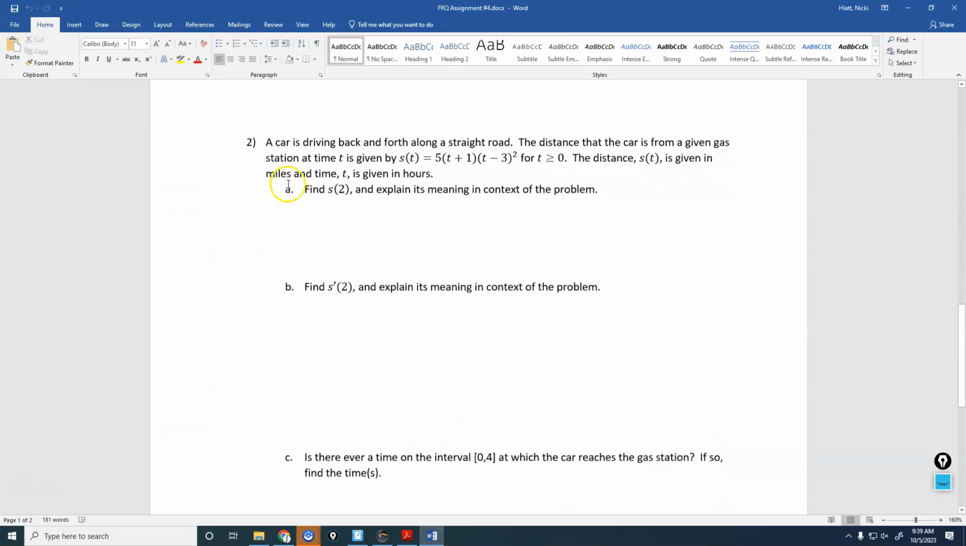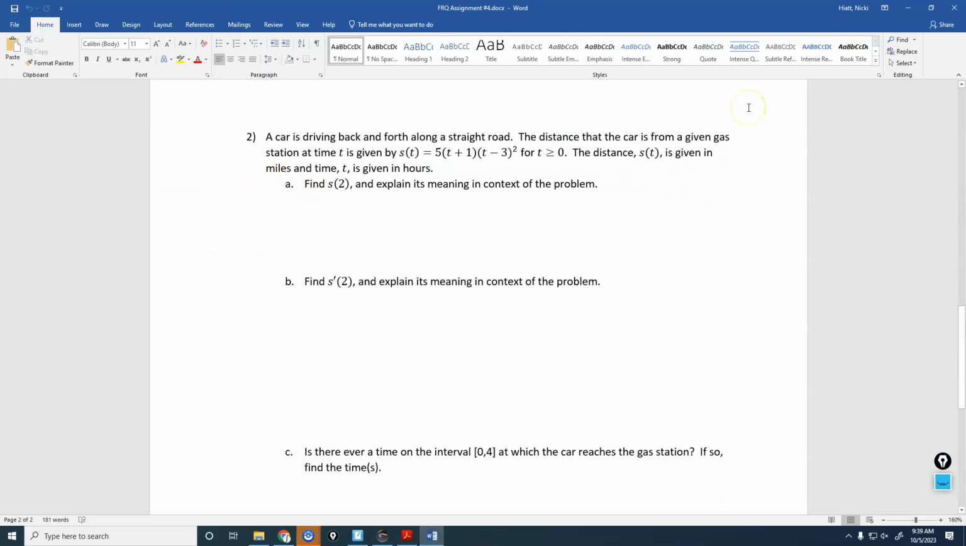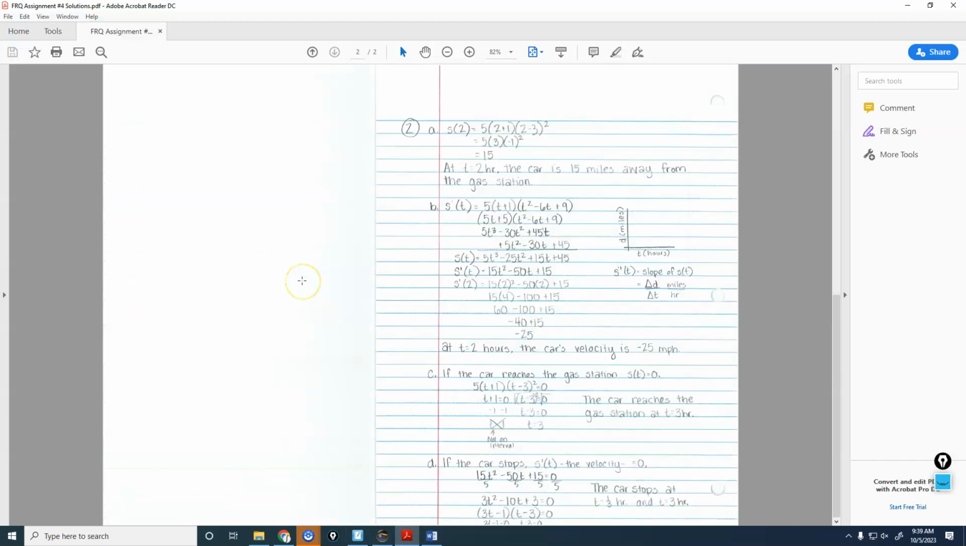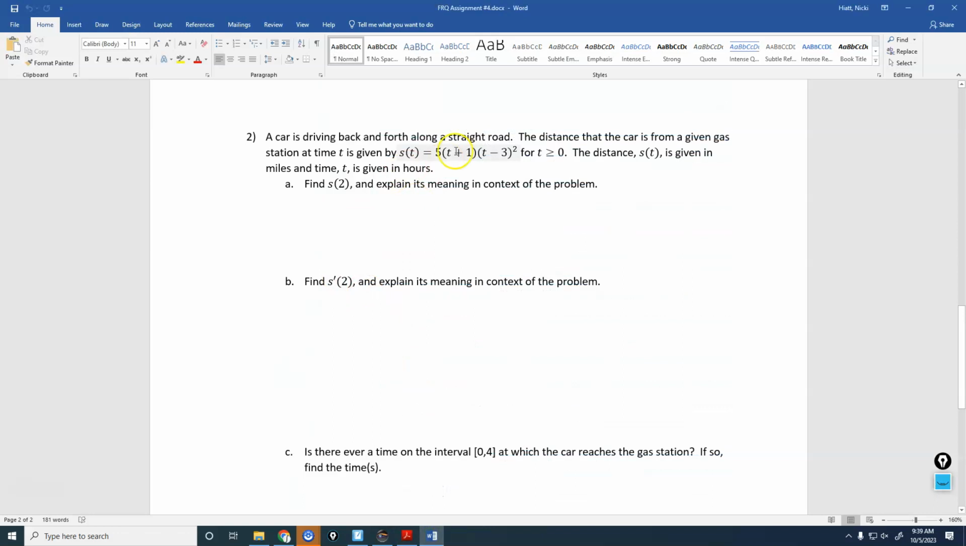Alright, so let's look at number 2. A car is driving back and forth along a straight road. The distance that the car is from a given gas station is given by S of t equals 5 times t plus 1 times t minus 3 squared, for t greater than or equal to 0. Hold on a second here. How do I do this one? Okay. All right. That'll work.